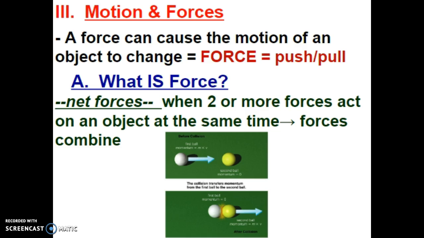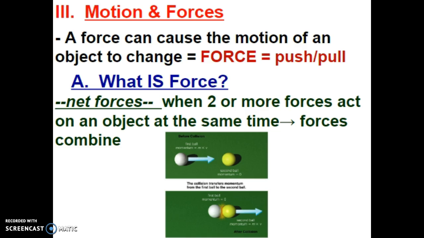We've discussed that motion is an object's change in position. So what causes that change? Well, forces cause the motion of an object to change. A force is a push or a pull on an object, causing it to move. So what is force? We can take a look at different ways that forces are applied.